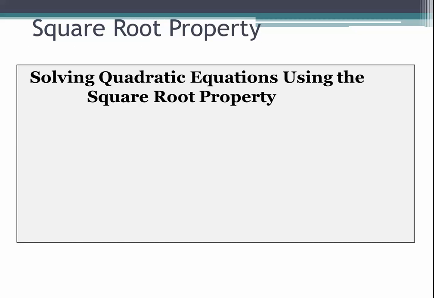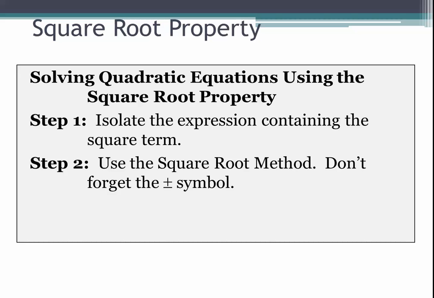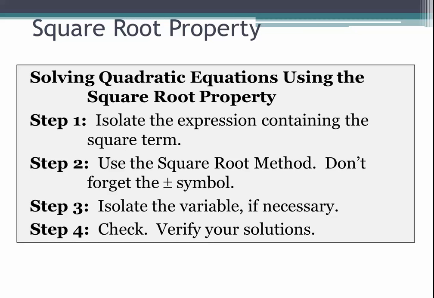Now, using the square root property in solving quadratic equations is exactly the same method. We're going to isolate the expression that contains the squared term, use the square root method, remembering the plus minus symbol, and of course, isolate the variables when necessary, and of course, check.